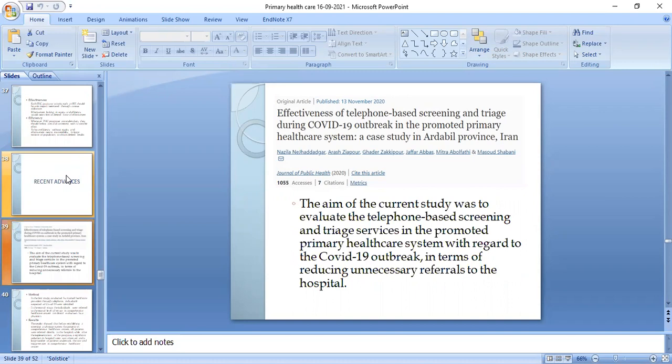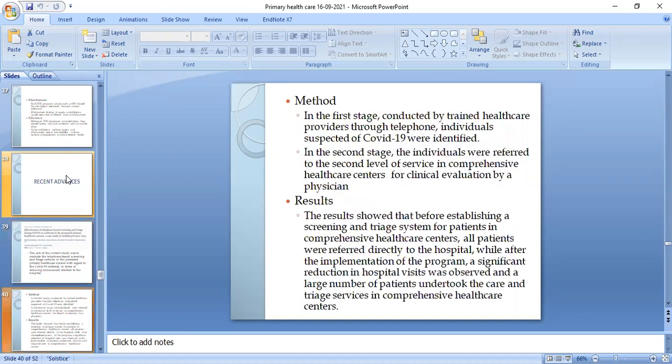Number one article is effectiveness of telephone-based screening and triage during COVID-19 outbreak in the promoted primary healthcare system, a case study in Erbil province in Iran. The aim of the current study was to evaluate the telephone-based screening and triage services in the promoted primary healthcare system with regard to COVID-19 outbreak in terms of reducing unnecessary referrals to the hospital.